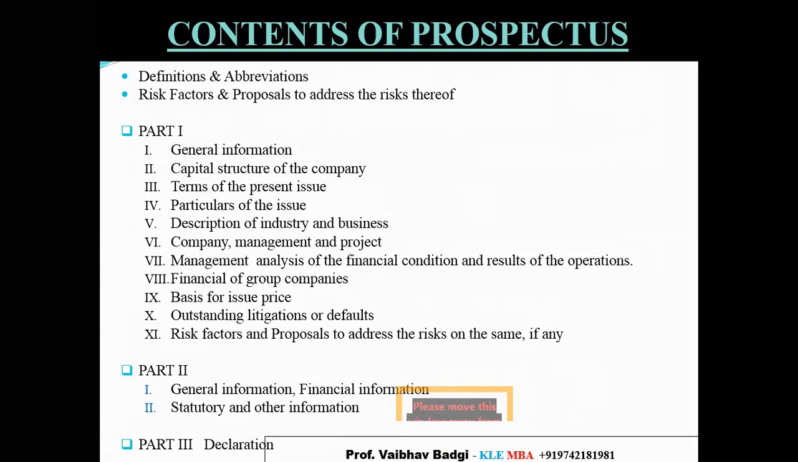So this is what the contents of the draft prospectus look like, right? Just look at this part. We have the main heading. We have definitions and abbreviations. There are some risk factors here. Then we have part 1, which talks about general information of the company, the nature of business, everything related to management, the financials, the outstanding litigation, anything that is there. All this comes in the first part, and then we have the second part, and finally the third part, that is the declaration part, right?